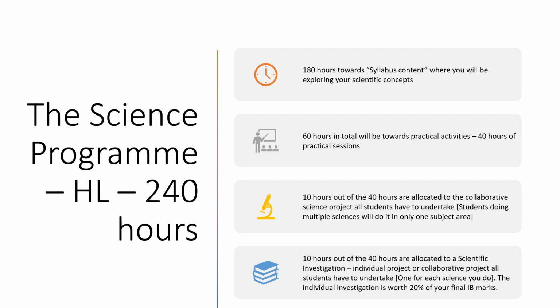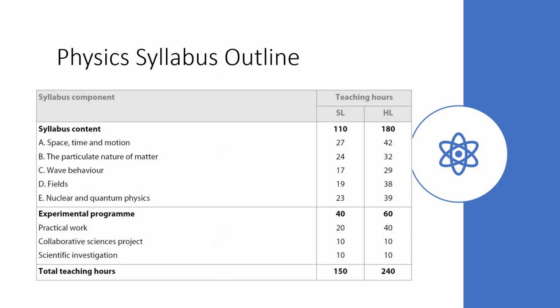HL program is no different. So what we have in front of us is 180 hours of syllabus content, 60 hours of practical content. And similarly, 40 hours will be assigned by your teacher, 10 hours goes towards the collaborative science project, and 10 hours towards your scientific investigation. What you have in front of you is the syllabus outline.